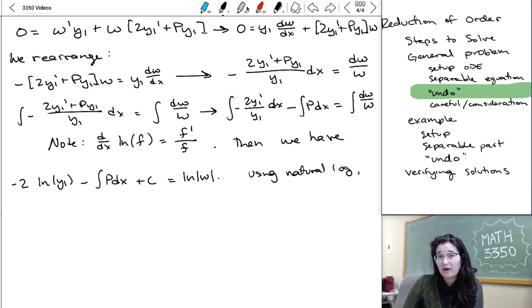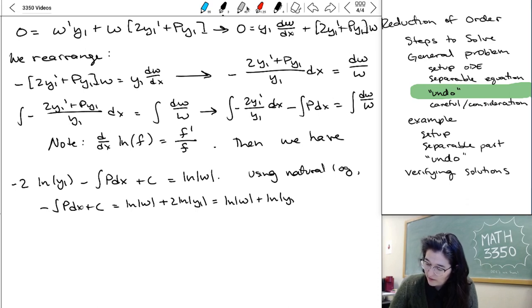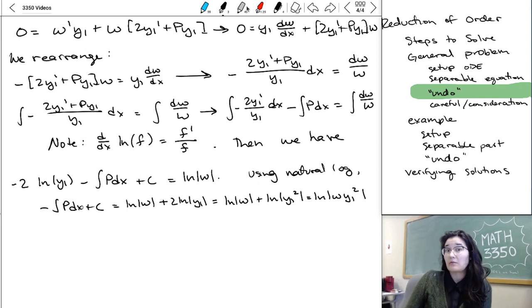I'm going to need natural log properties to make all this algebra work out, just like sometimes we have to do that when we're solving separable equations. So I've got this negative integral p dx plus c that doesn't have to do with natural logs. I'll put it on one side. And then I'm going to move the natural log of y1 over with the natural log of w. That gives me natural log w plus natural log of y1 squared, because that's what we can do with numbers that multiply natural logs. And that's natural log w y1 squared, because that's what we can do with sums of natural logs.